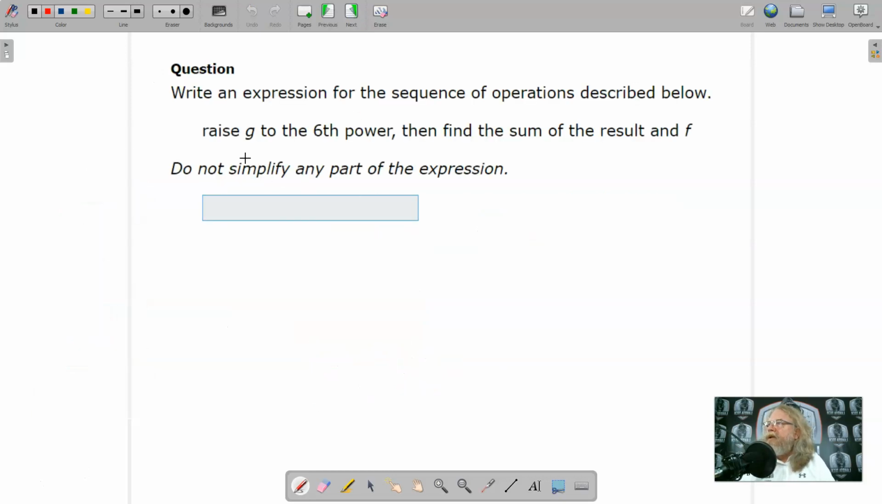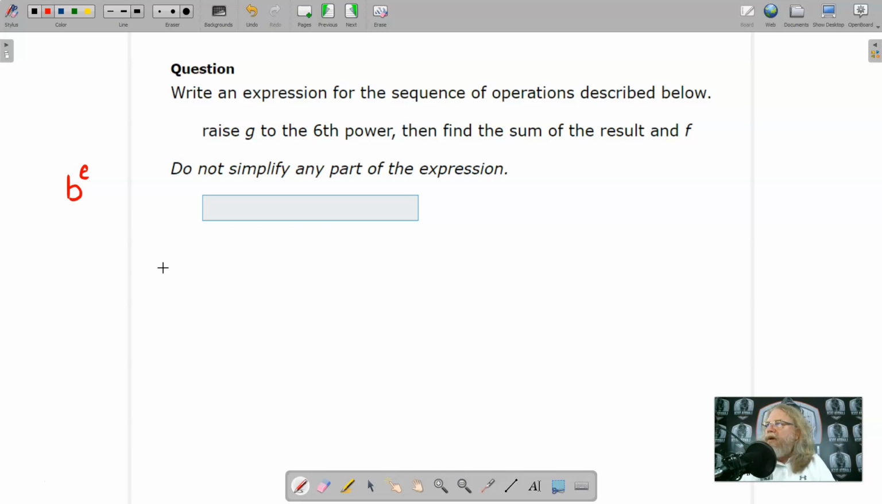Let's look at the next one. It says raise g to the 6th power, then find the sum of the result and f. So let's first deal with raising g to the 6th power. Well, raising something to a power, we know we're talking about exponents, in which we have some number that is our base, b for base, and then we have some value that we're going to put up here, and I'll use e for exponent.